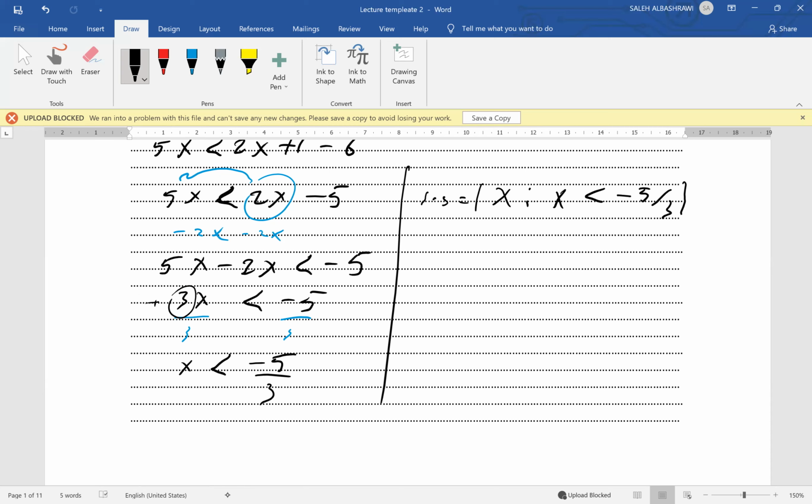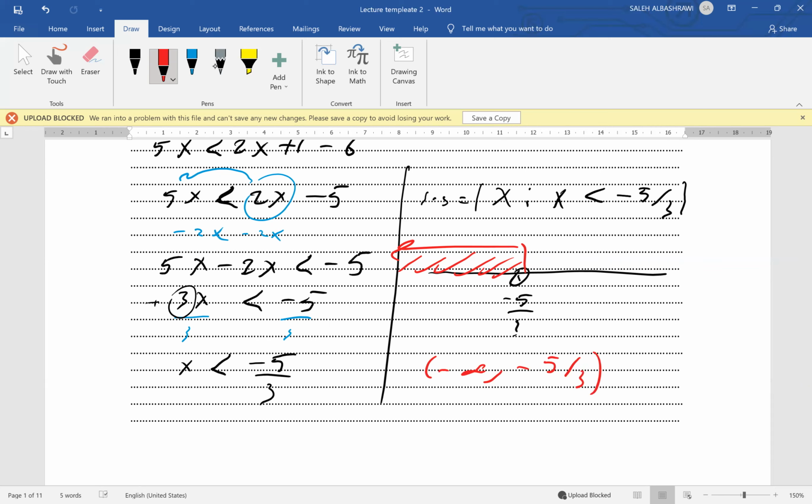And the graph, the solution for this one, I have minus 5 over 3 somewhere. And it's open because it is less than. Less than means go to the left. So the solution, we can write it in interval notation. If the question says to write the solution using interval notation, then the solution will be minus infinity to minus 5 over 3.